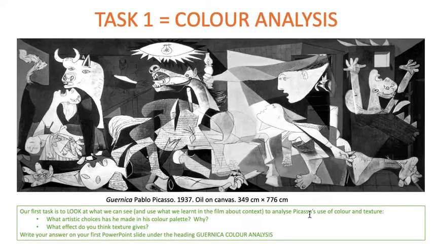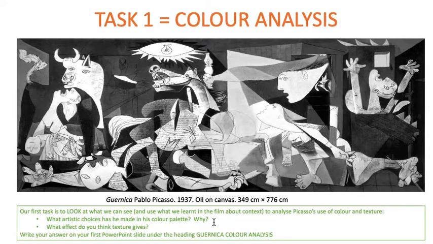Each of the slides is asking you to analyse a different aspect of the image, and I've put all of the tasks in green at the bottom. So the first one is a colour analysis, so you need to look at what we can see. So we're going to use what we learnt in the film, but it's mostly about what we can see to analyse how Picasso has used colour and texture. So what artistic choices has he made in his colour palette and why? So the main one is, where's all the colour? The second thing is, what effect do you think that texture gives?